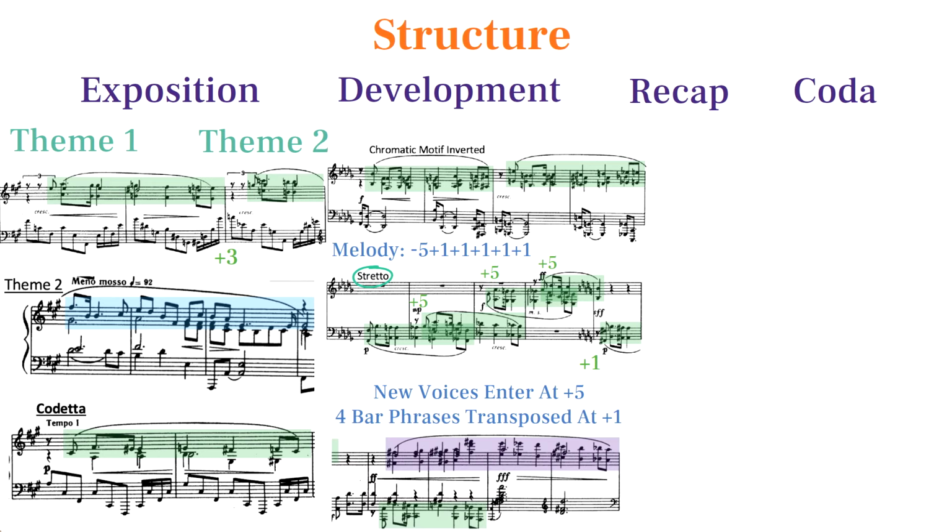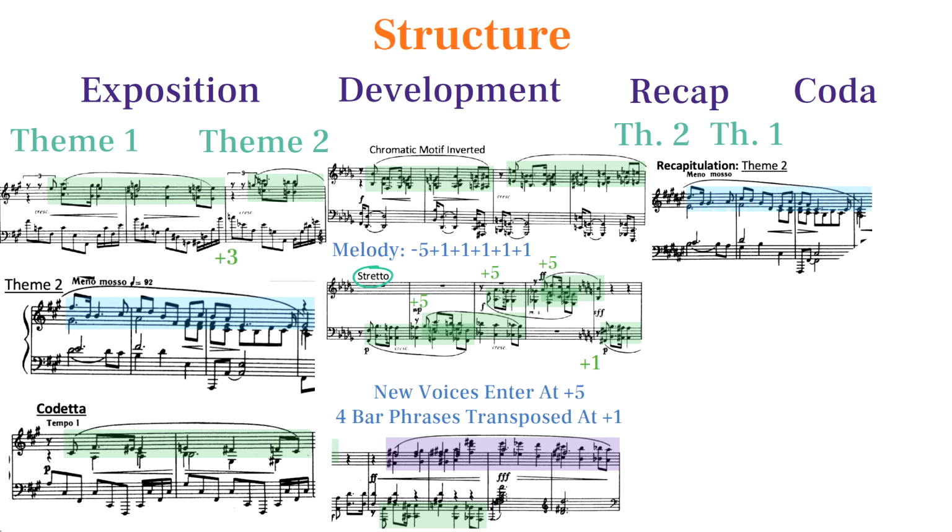After hearing another rising motif, we transition back to theme 2 for the recap. Normally in sonata form, the development section returns to theme 1, but perhaps he chose to return to theme 2 for contrast from the intense theme 1 dominated development section. This time theme 2 is in the parallel major key of F sharp major.